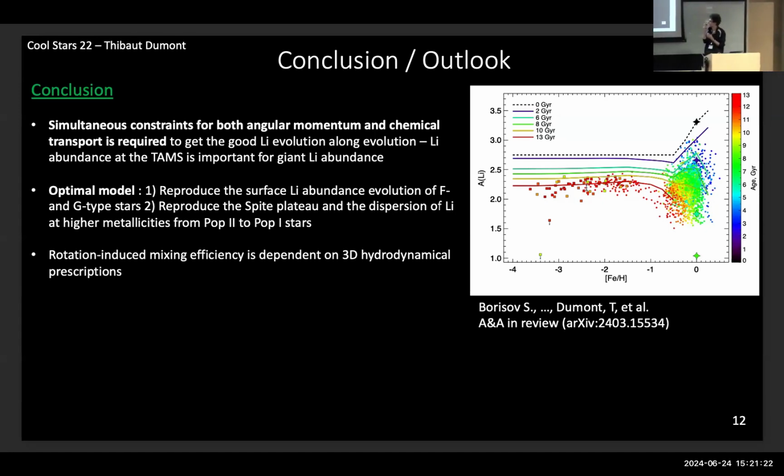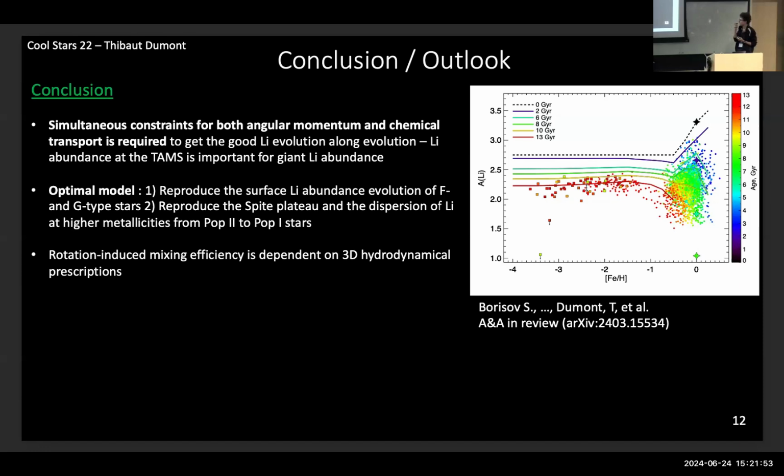Here, I showed that I developed a kind of optimal model, which worked pretty well to produce the surface lithium abundance for F-type and G-type stars at solar metallicity. But here, I'm showing work done by one of my colleagues in Geneva, who, using the same kind of model but with a little weaker turbulence, managed to reproduce pretty well the spite plateau and to explain the dispersion of lithium going from top 2 to top 1 stars, as you can see here.